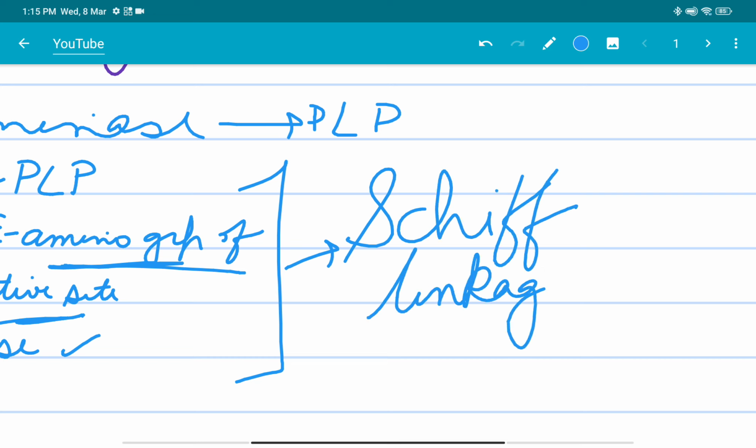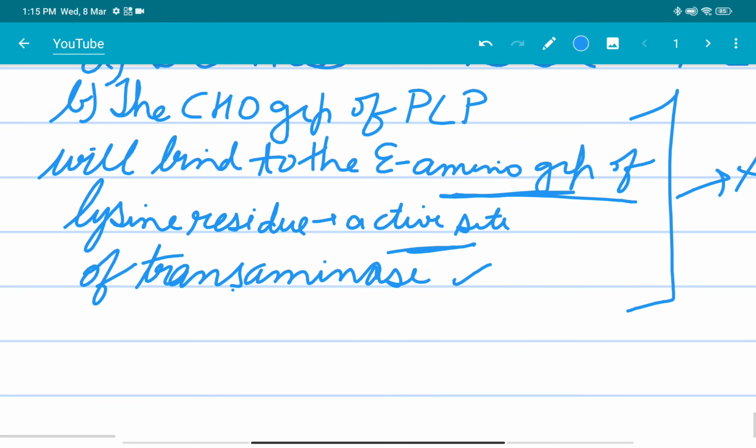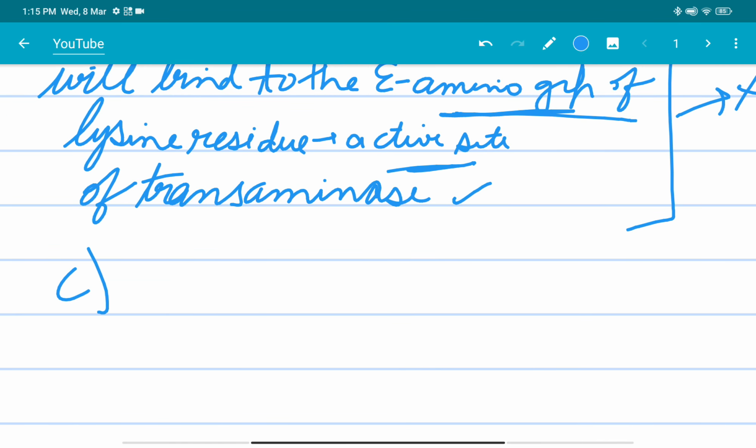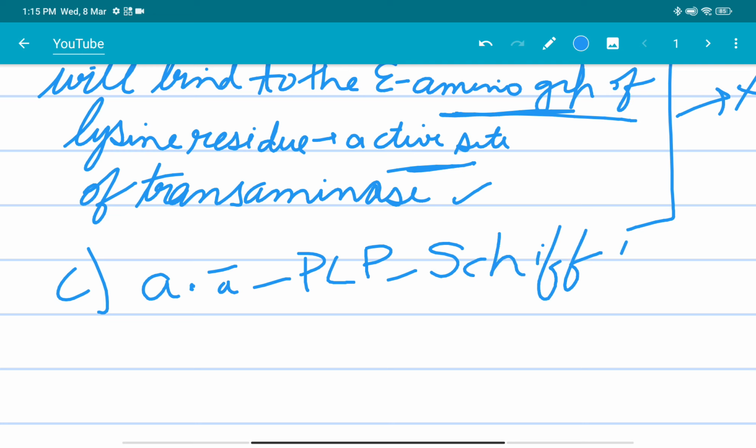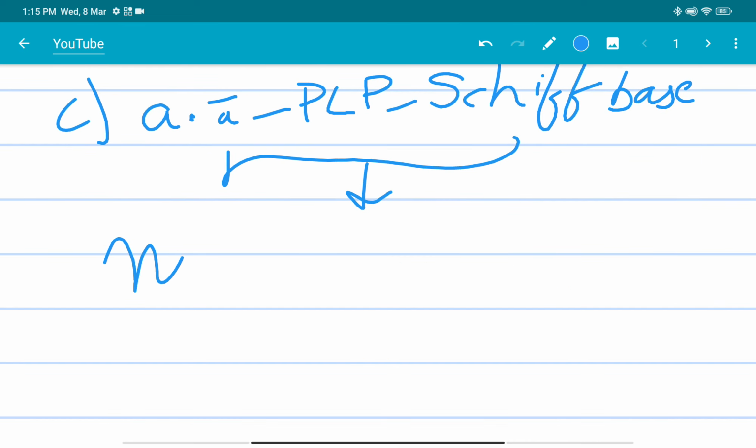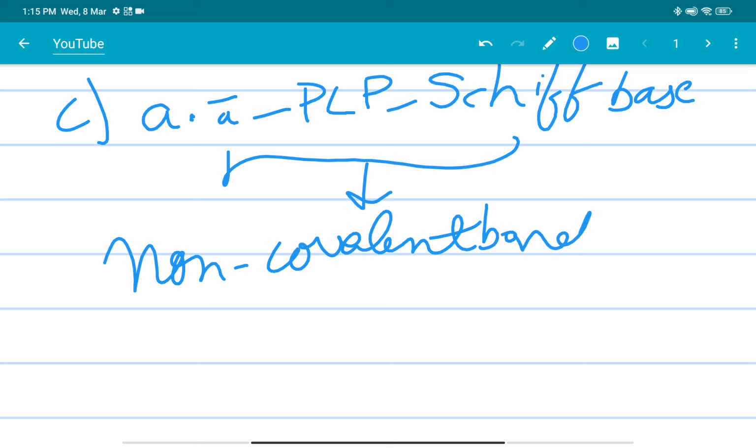Fine. So when the amino acid comes into play, what will it form? It will form amino acid, PLP, and the Schiff base linkage is there. This will be present at the enzyme with the help of non-covalent bonds, and this will get tightly bound to the enzyme. Fine.